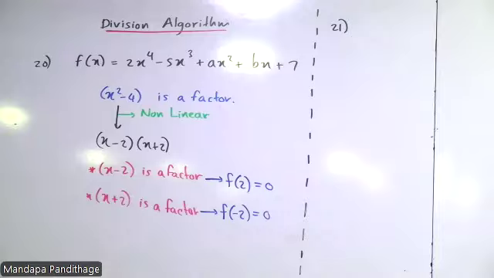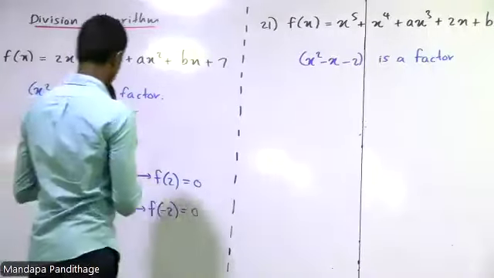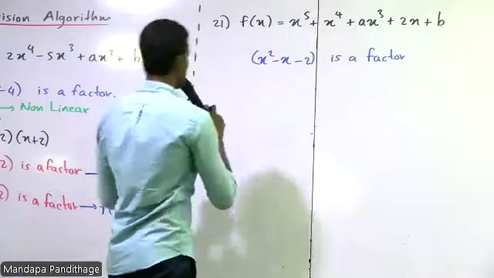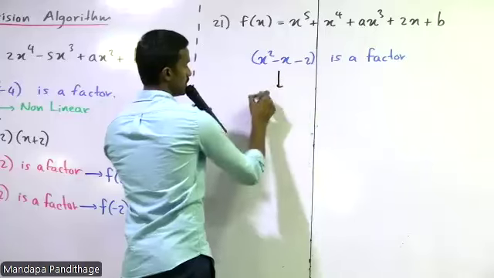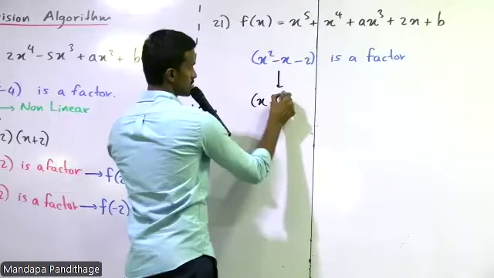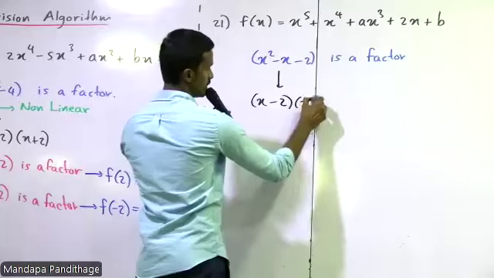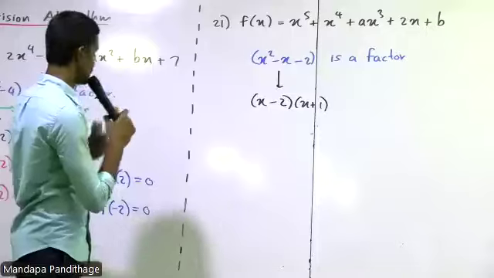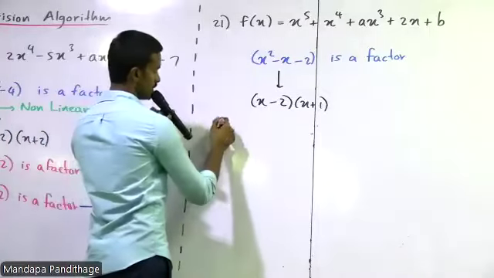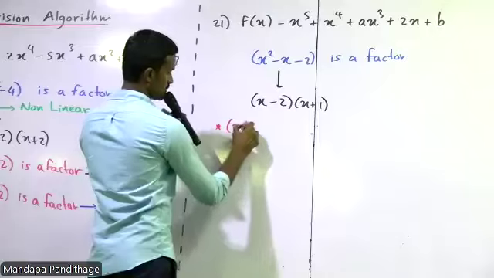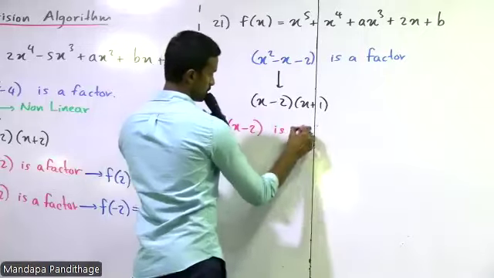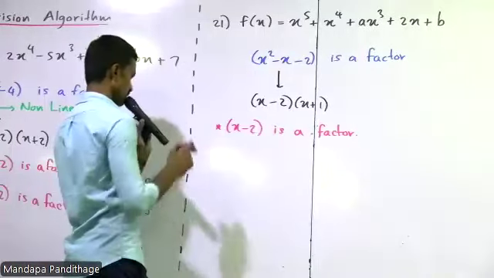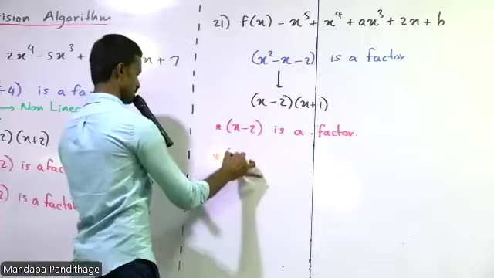Okay, so x squared minus x minus 2 is a factor which is non-linear. But when you factorize it, you get x minus 2 and x plus 1. So when the product of x minus 2 and x plus 1 is a factor, you can say separately that x minus 2 is a factor and x plus 1 is a factor.